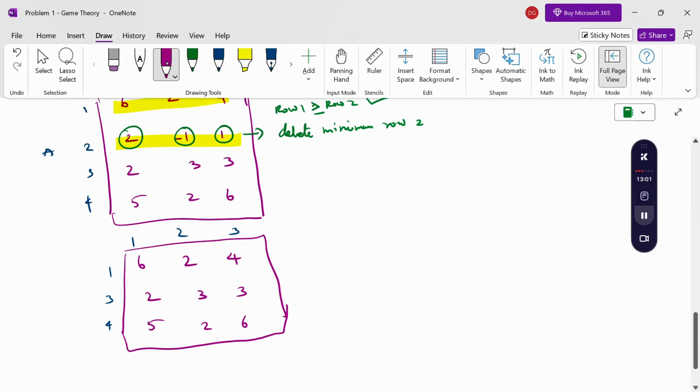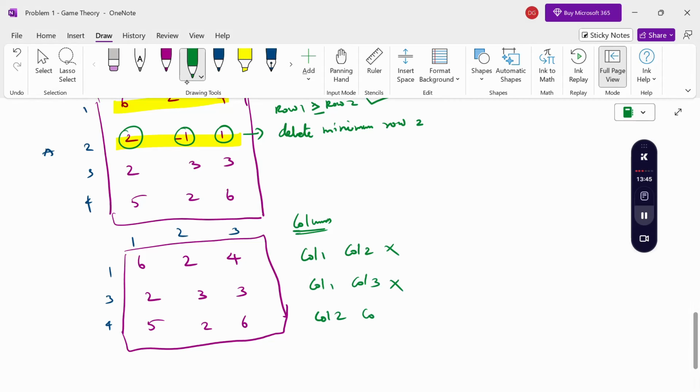Now again to check with row or column. Suppose I check with the column now. When I check the first column and second column, 1, 2 column checking: 6 is maximum, but 3 is not the maximum. Column 1, column 2 comparison is not possible. Then column 1, column 3 comparison: 6 is maximum, but 2 is not the maximum. So column 1 and 3 comparison is not possible.